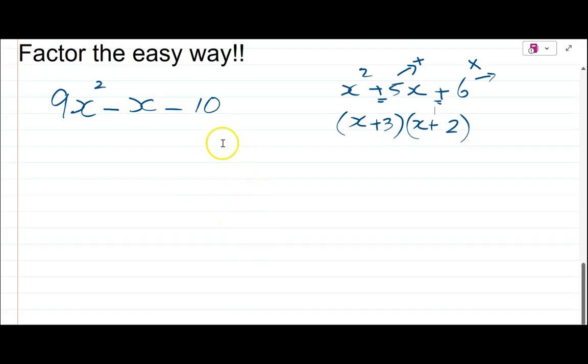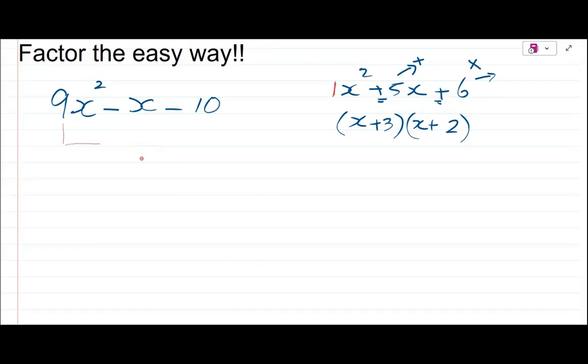But then when you get a trinomial whose leading coefficient is not 1, you see that the leading coefficient here is 9. So you can't use this technique anymore. You have to go through this trial and error, the Chinese method, but there's an even easier way. So here's the trick that you can do.